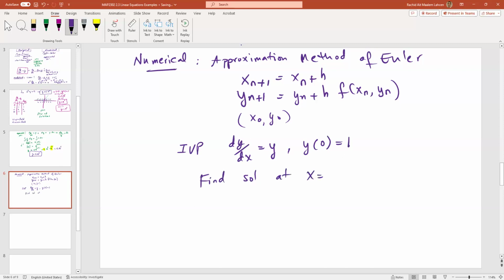And here to make it simple, we need to find a solution at x equals 1, which means what does this compare to for the analytical?